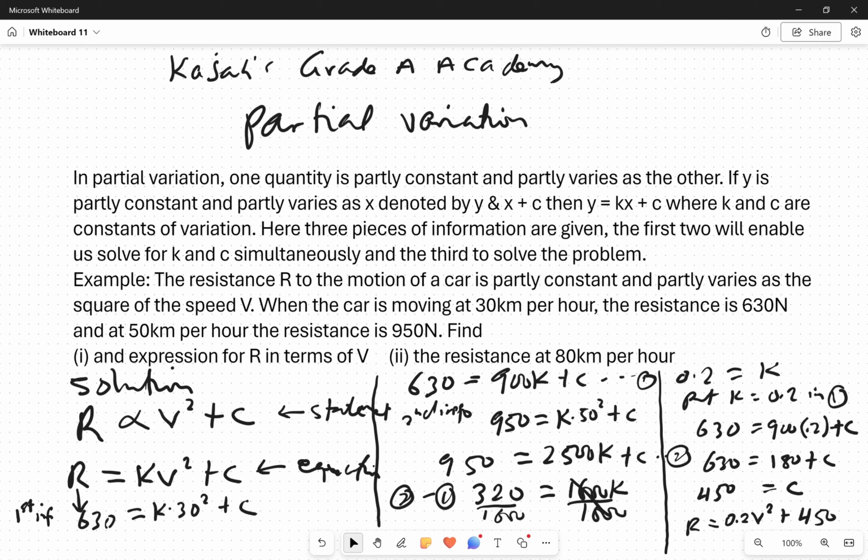The other thing to do is to plug in the information. The second part is the resistance at 80 kilometers per hour. So you just plug in 80 in this formula and you are there.